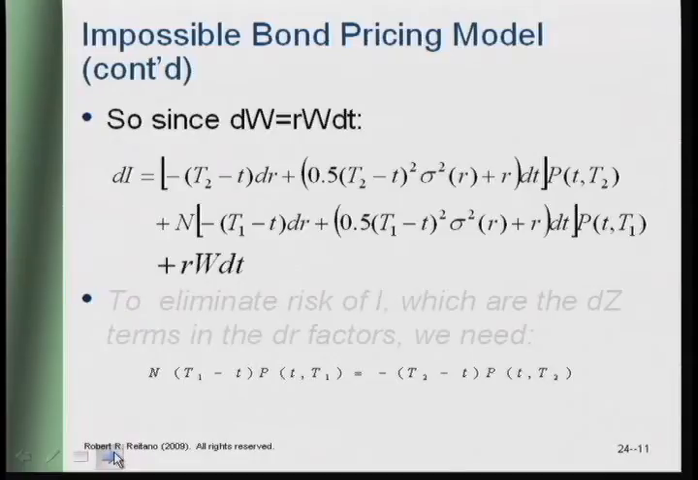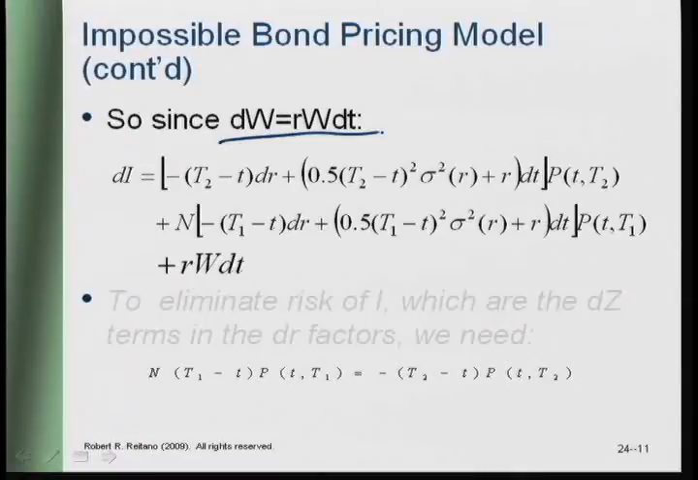So we now have a somewhat complicated expression. The differential for the cash position is always the same. We have a riskless position. We don't expect there to be a dZ term. The differential of our cash position is simply going to be R times W dt.